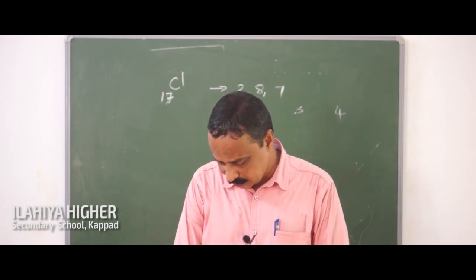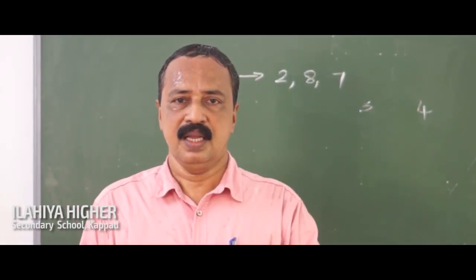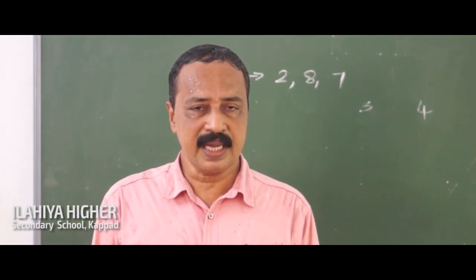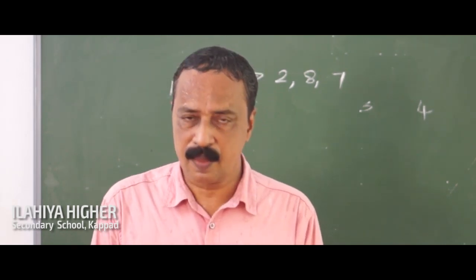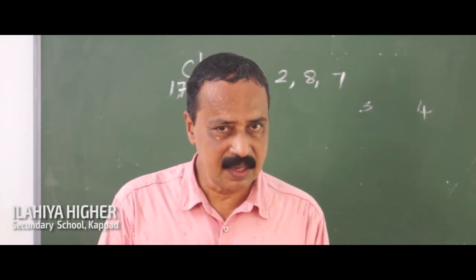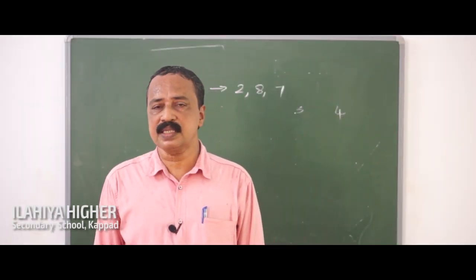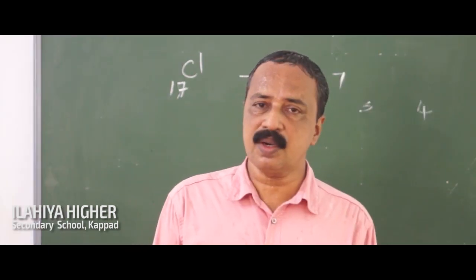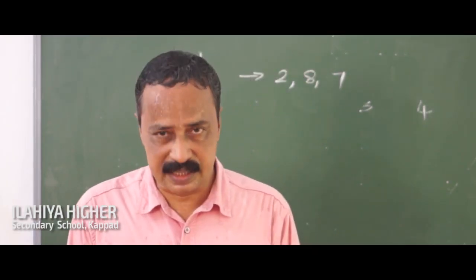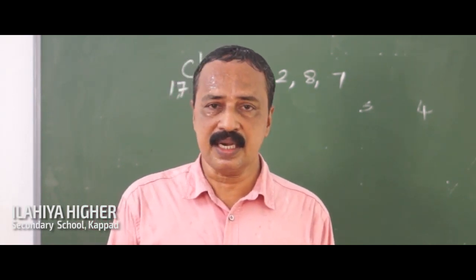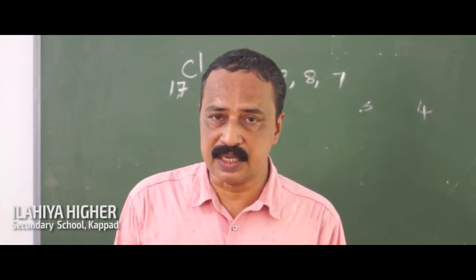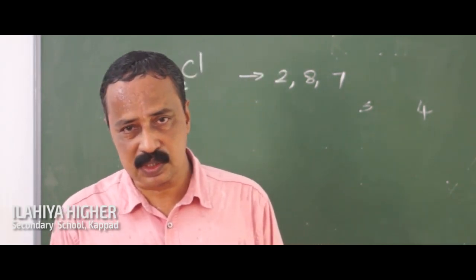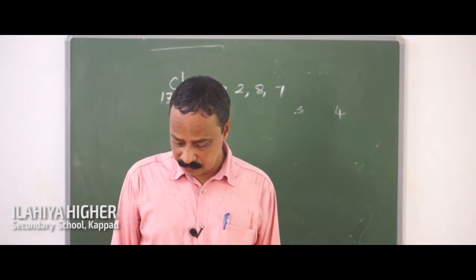How many shells? K shell, L shell, M shell. The first shell is the K shell; the maximum number of electrons possible in the K shell is 2. The second shell is the L shell; maximum 8. The third shell is the M shell; maximum 18. And the N shell, maximum 32. Using the equation 2n squared, we can find the maximum number of electrons possible in these shells.